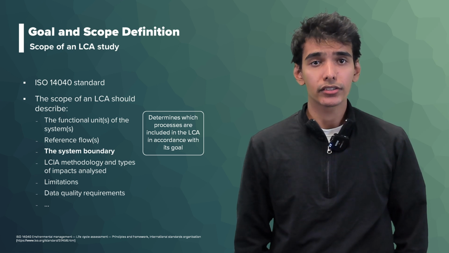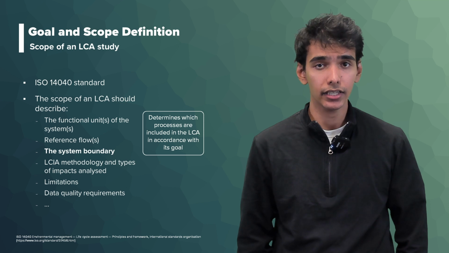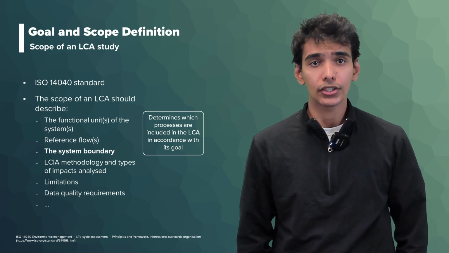So after functional units and reference flows, we look at the system boundary. Essentially, this determines which processes are included in the LCA in accordance with the goal that you just defined.